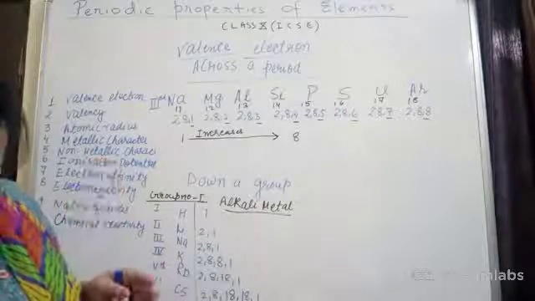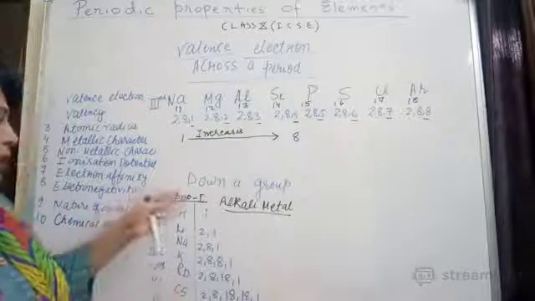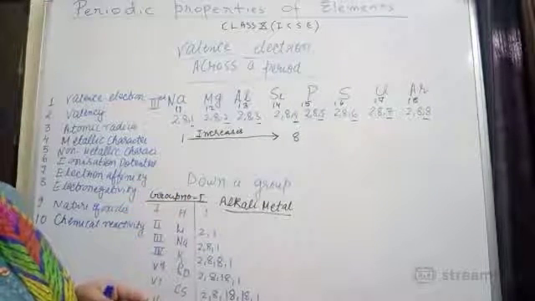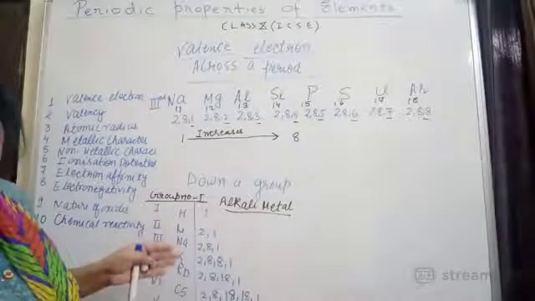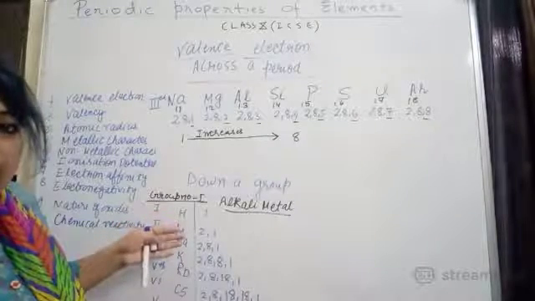What is common in them? Why do they belong to the same group? Because they have the same valence electrons. So if they belong to group number 1, they will have one valence electron. If some elements belong to group number 2, it means they must have two valence electrons.